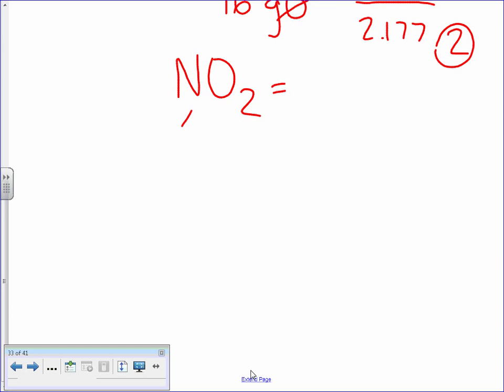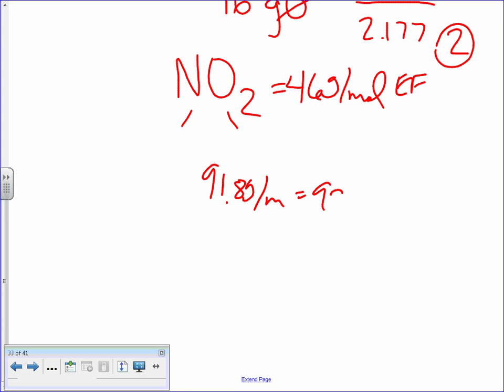So 14 plus 16. Okay, so 46-ish grams per mole is looking right, just because I can estimate better. So this is the empirical formula mass. What was the mass given to us? 91.8. That's about 92 grams, right?